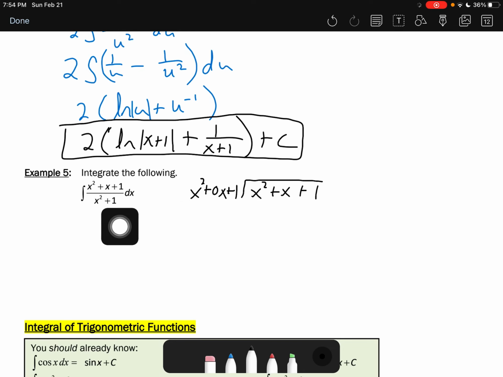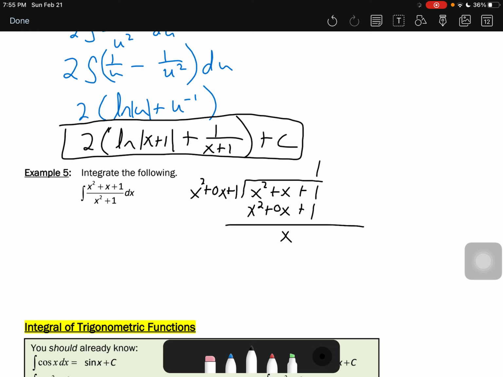Okay, so I filled in a 0x in the middle there, just so that we have all the placeholders. And x squared goes into x squared, obviously, just once. So I'm going to put a 1 up here as part of my quotient. When I distribute that through, x squared plus 0x plus 1. Now I'm going to subtract. This is 1x minus 0x, so that's x. And then here, I got nothing, right? So my remainder basically is just x.